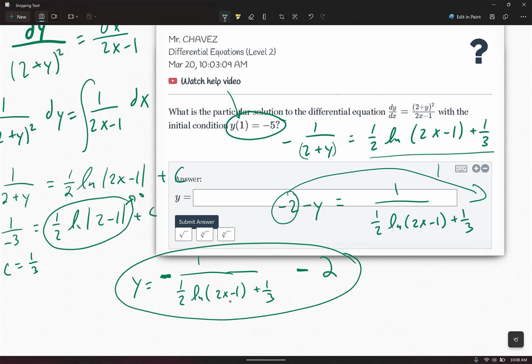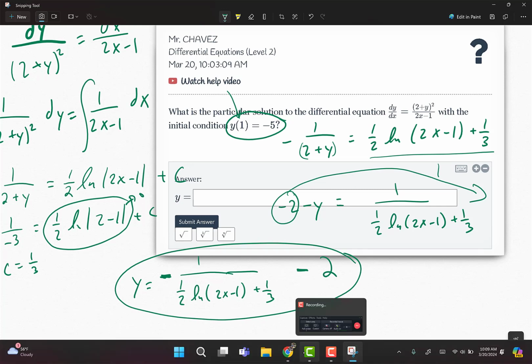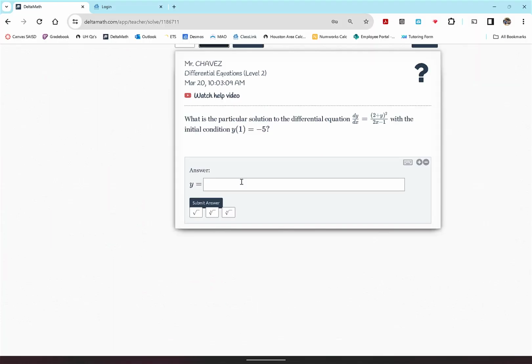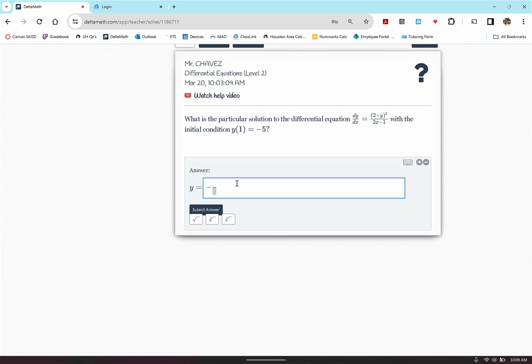Negative in the front. Let me see. Okay, I think I can memorize all that. I think. I got you, child. Okay. So negative. Oh, you don't? Wait, let me see a picture.